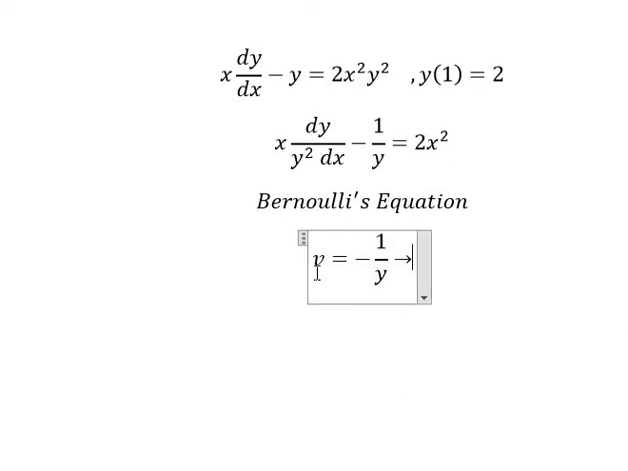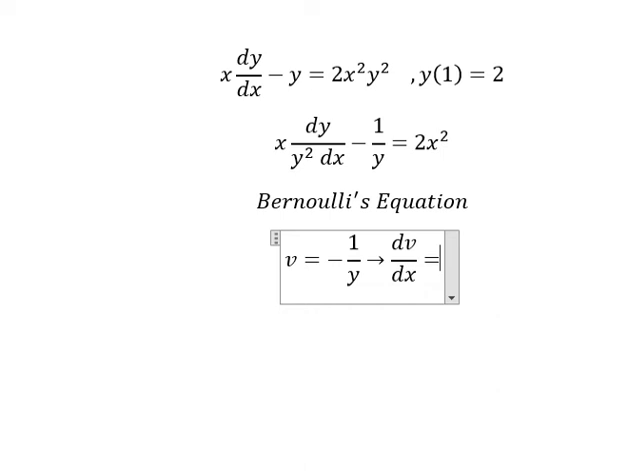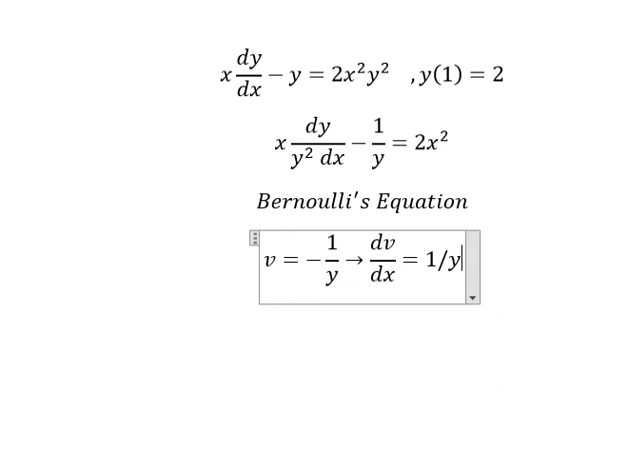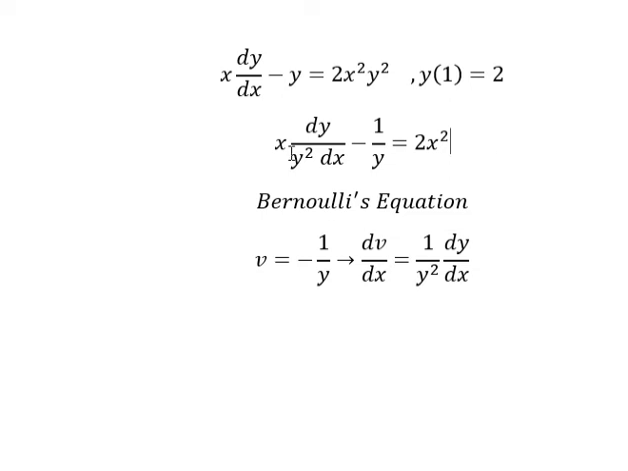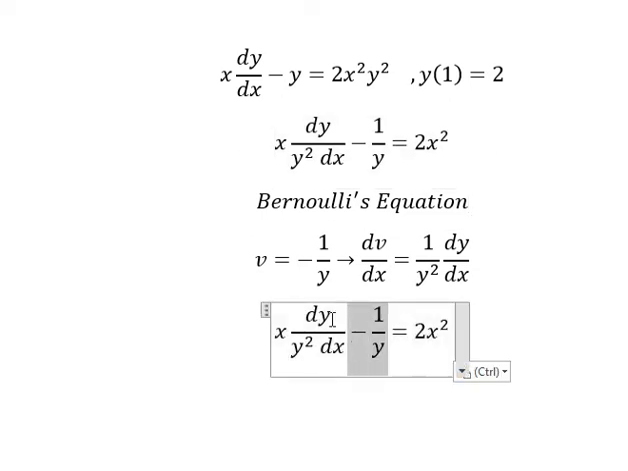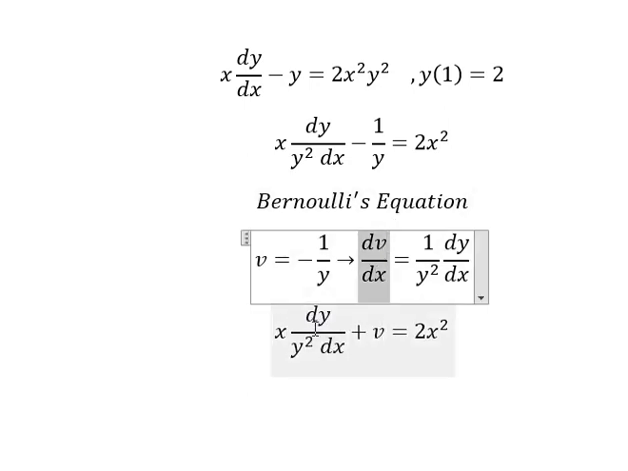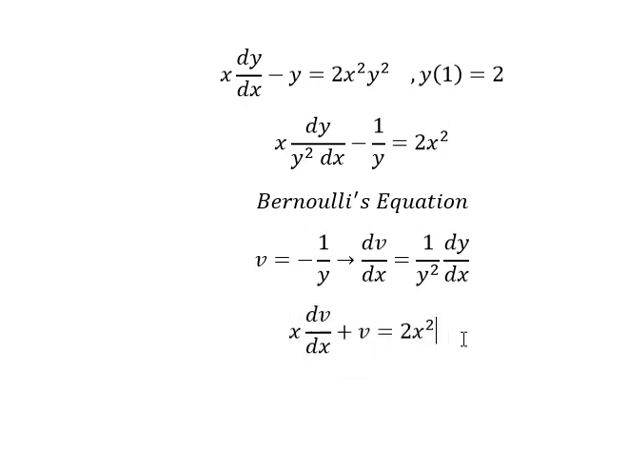Later, we need to first take the derivative of both sides, and we have dv over dx equals 1 over y squared dy over dx. So this one we change by v. This one we change by this one. Next, we need to divide both sides by s.